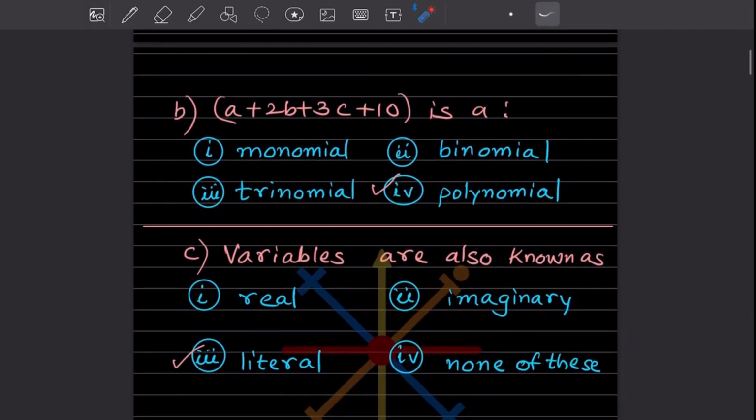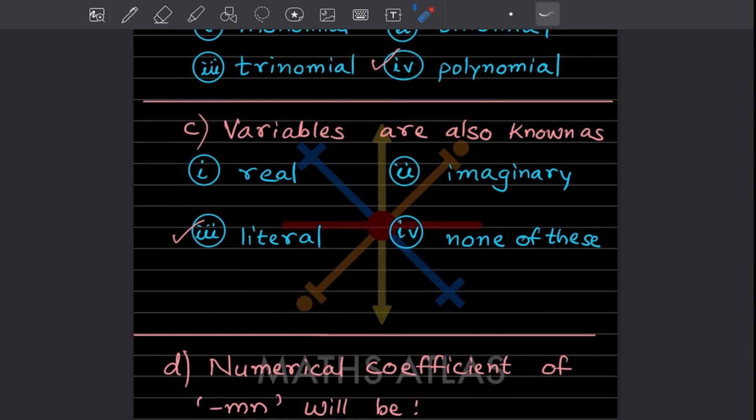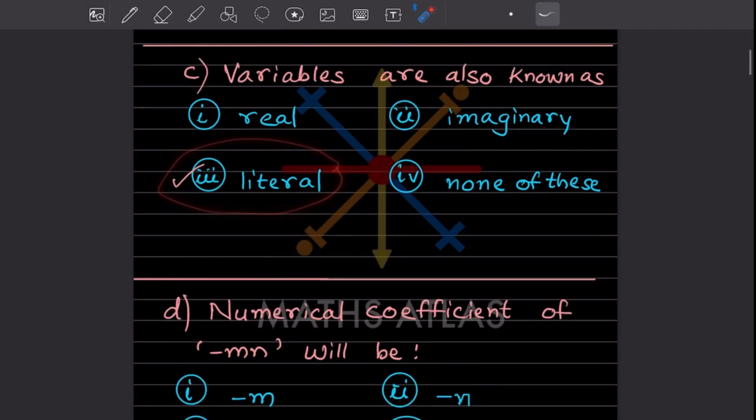Now these are the terms given. You know mono means 1, bi means 2, tri means 3, and poly means many. So how many terms are here? 1, 2, 3, 4. So this is going to be a polynomial. Now let us go for the next one. Variables are also known by another name, the literal. So here you don't need any explanation.